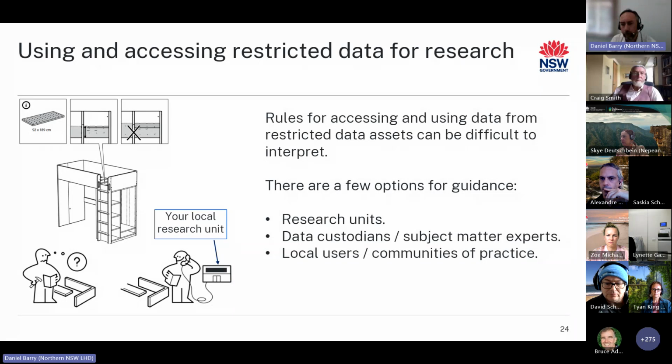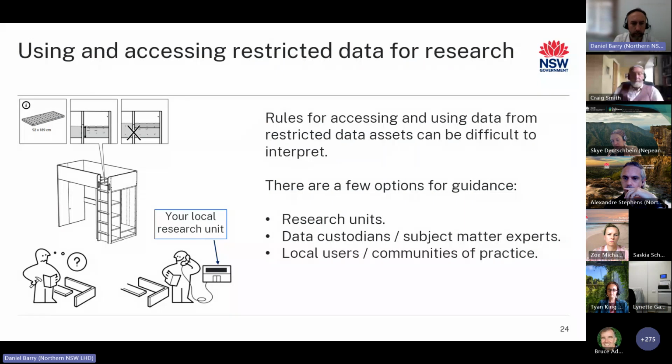The administrators of restricted data assets will have subject matter experts who can help with questions around which research questions certain data assets may be able to answer, and local users and data asset communities of practice are in place for a lot of data assets, and they're usually fairly generous with their learnings and expertise.